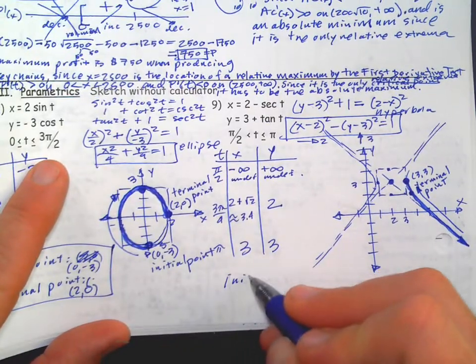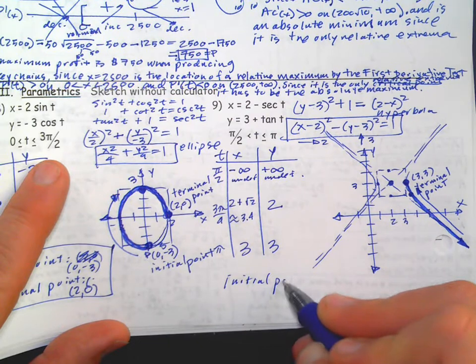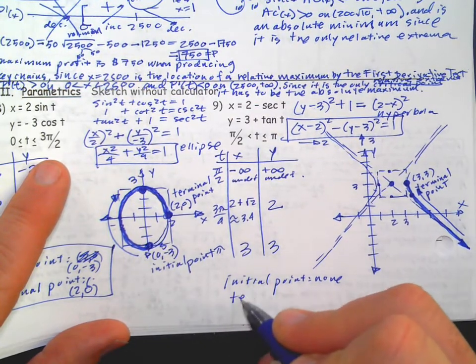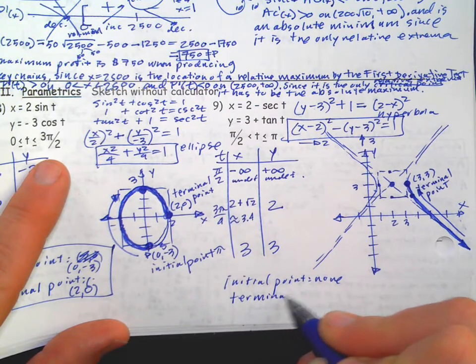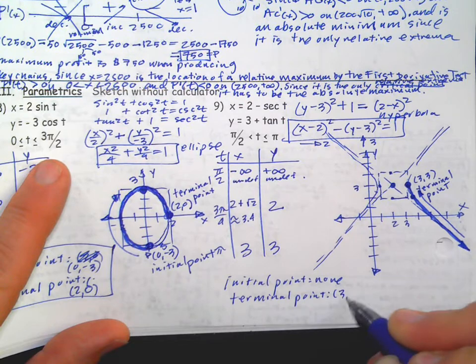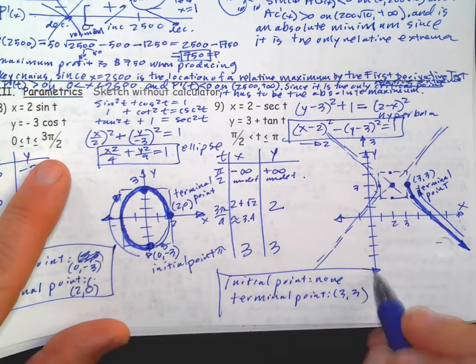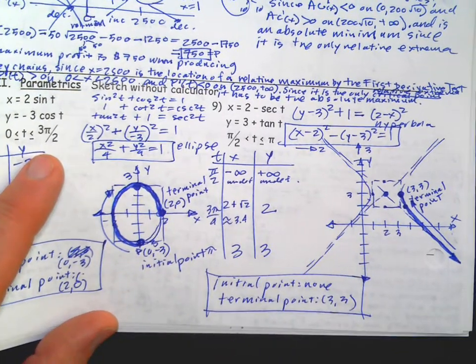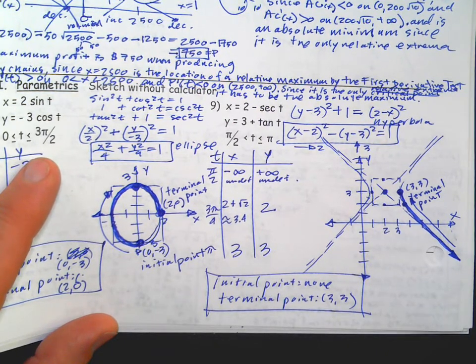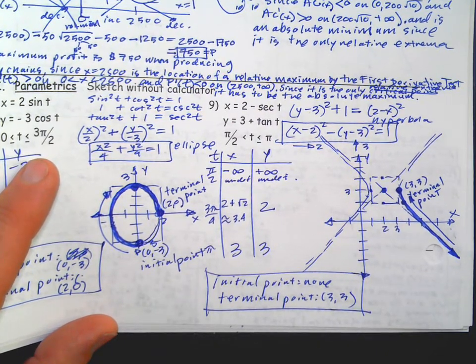So initial point, none, terminal point, 3, 3. There you go. That was kind of a weird one. Find some extra points. Okay.